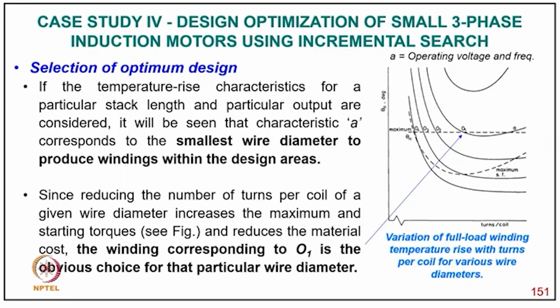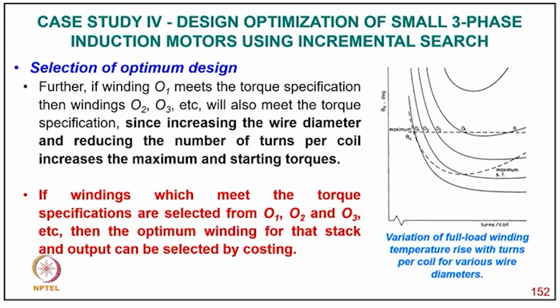So, selection of the optimum design: if the temperature characteristic for a particular stack length and particular output is considered, it will be seen that the characteristic corresponding to the smallest wire diameter produces the winding within the design area. Since reducing the number of turns per coil of a given wire increases the maximum and starting torque and reduces the material cost, the winding corresponding to O1 is the obvious choice for that particular diameter.